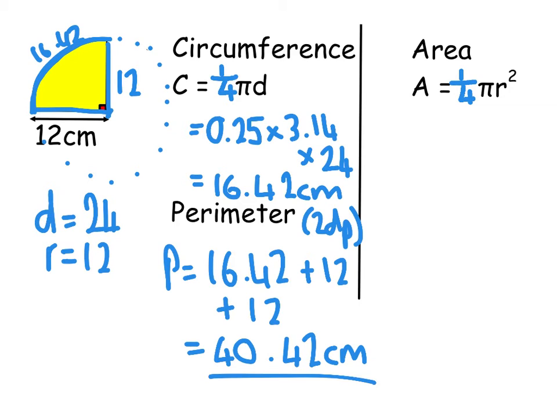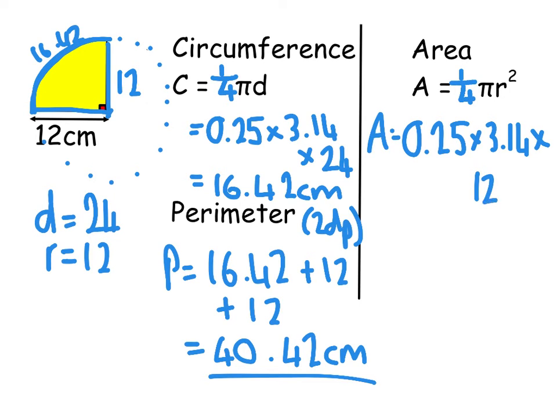Right, let's do the area of the quarter circle now. So area equals a quarter, which is 0.25, times 3.14 times, now my radius is 12, so times 12 squared. When you type that in, you will get 113.04. I'm not going to bother rounding that one. That is what we get there. It is still to 2 decimal places, but it's centimetres squared and it's to 2 dp.